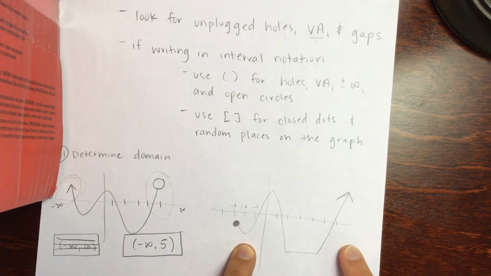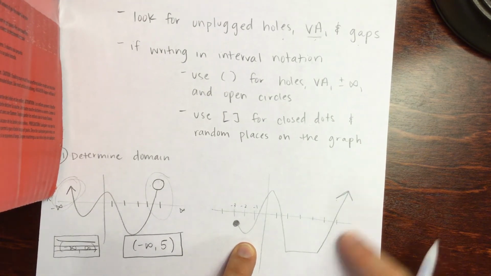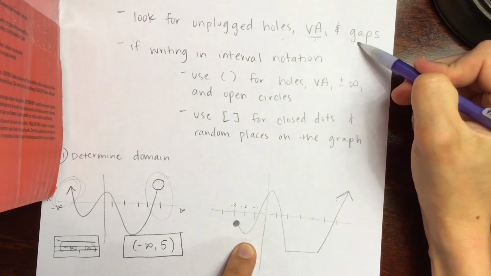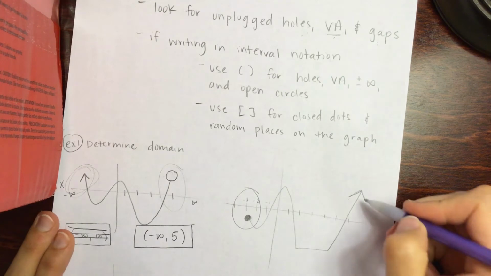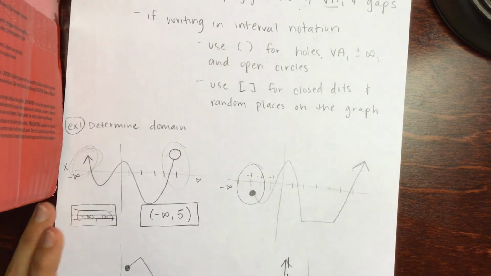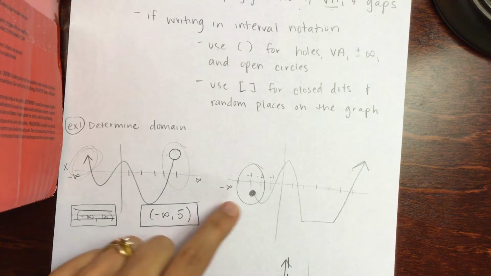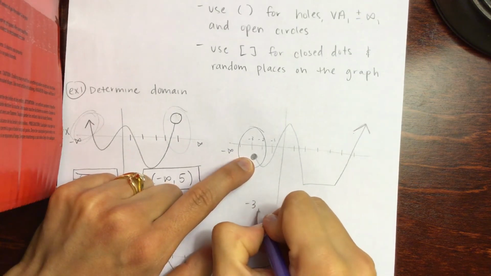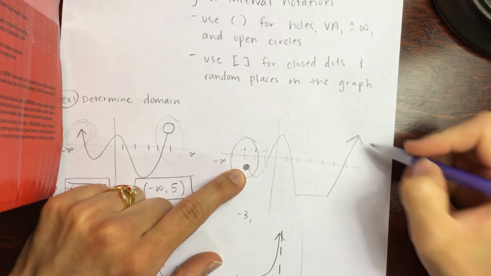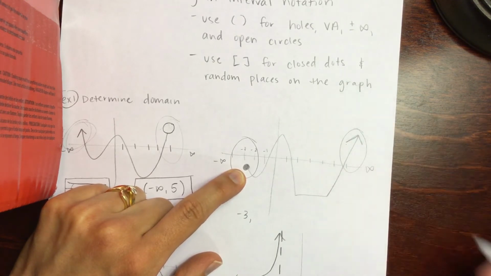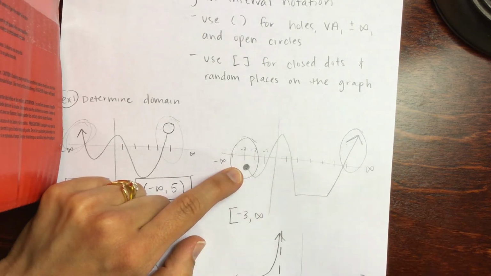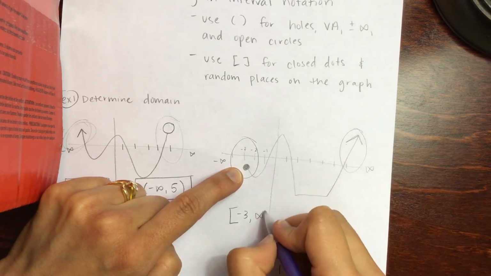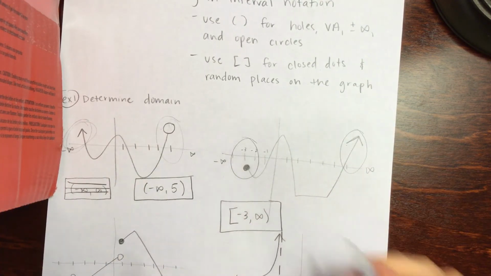Or if you have graphs like this next example. So here's our next example. We don't have any holes, vertical asymptotes, or gaps. So we just need to go from left to right. The left-hand side of my graph is right here. It is on the negative infinity side, but there's not an arrow there. It's a specific starting point. So I start at -3. The right-hand side of my graph is here. This is the positive infinity side. So that means that it goes to positive infinity. And in interval notation, since this was a closed dot, I need a bracket at the -3. An arrow always uses parentheses because that is infinity.